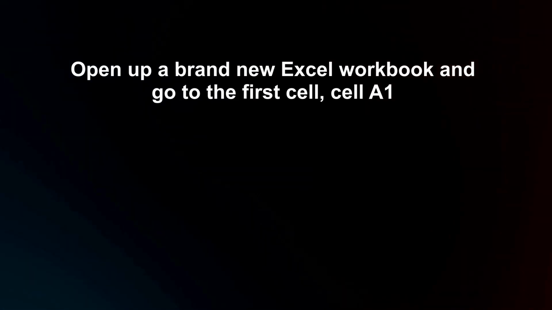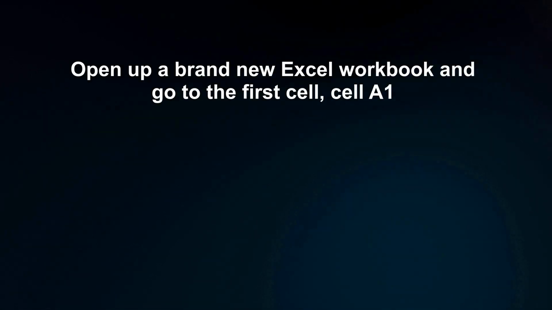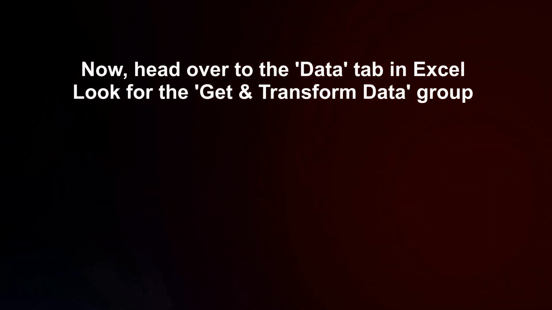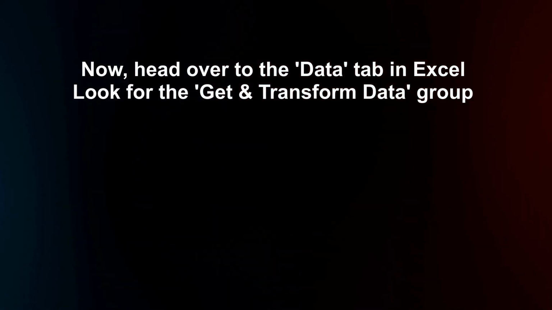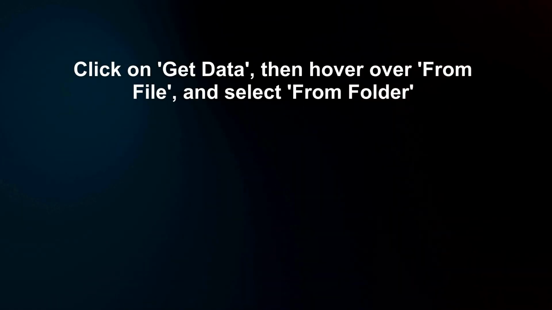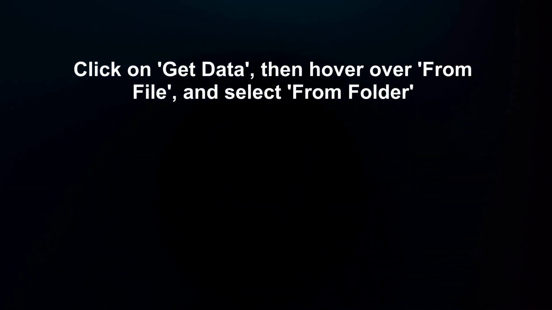Open up a brand new Excel workbook and go to the first cell, cell A1. Right-click in cell A1 and paste the folder path you just copied. Now, head over to the Data tab in Excel. Look for the Get and Transform Data group. Click on Get Data, then hover over From File, and select From Folder.